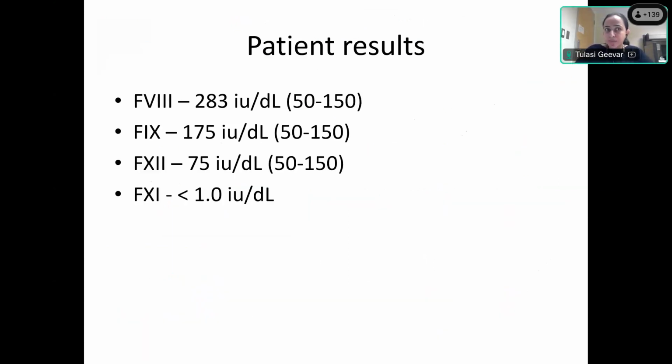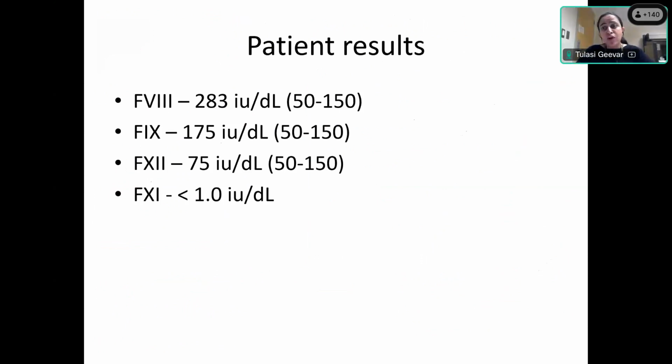Now we go back to the patient results again. We see that this patient has very high levels of factor 8 and 9. So in spite of the patient having undetectable levels of 11, she has never bled in her life, because a sufficient amount of thrombin was able to be generated at the amplification step itself.